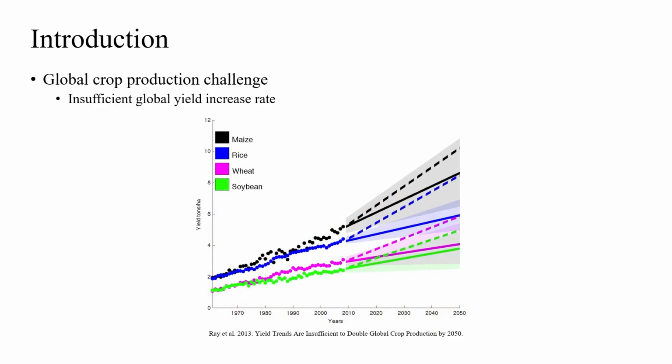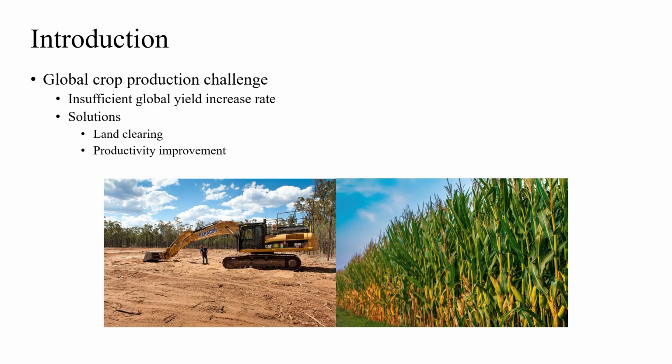Unfortunately, research has suggested that globally, the average increase rates of yield from 1961 to 2008 for four major crops, maize, rice, wheat, and soybean, were far below the adequate levels to meet future demands. There are even concerns about our ability to maintain current crop yields facing the rapidly changing global environment. While more land clearing for agriculture and improving the productivity of existing cropland can both help increase crop production, the latter is preferred due to its environmental friendliness.